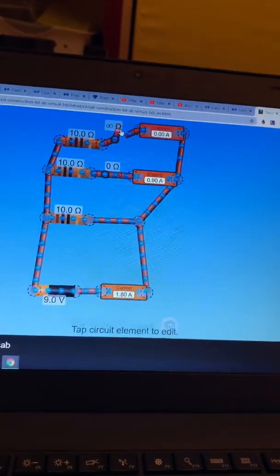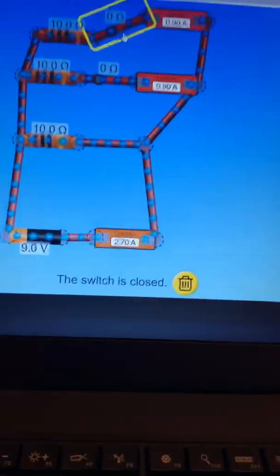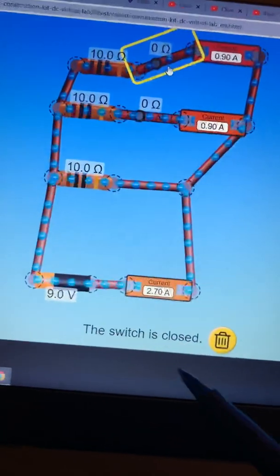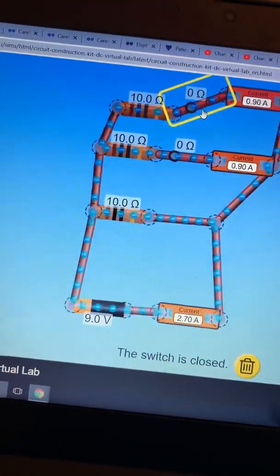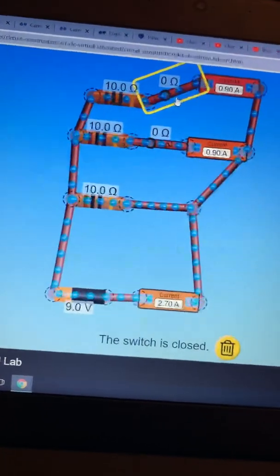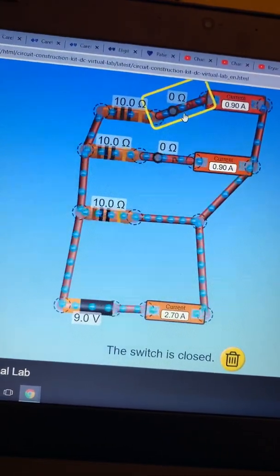So I'm going to close this switch now. And notice what happened to that current. Once again, it jumped. So now it's 3 times 0.9. And let's look at the mathematics of it over here.